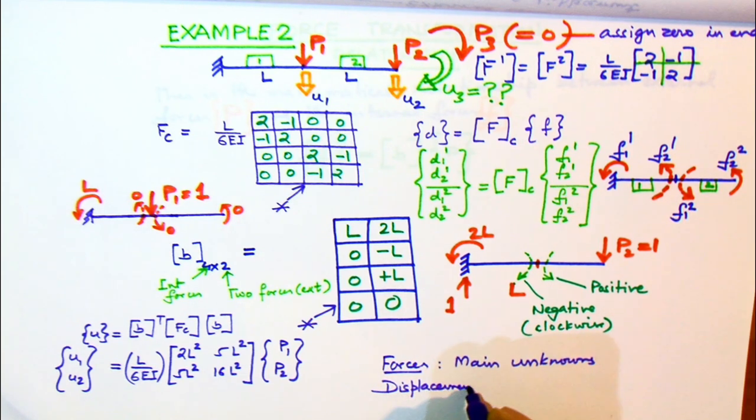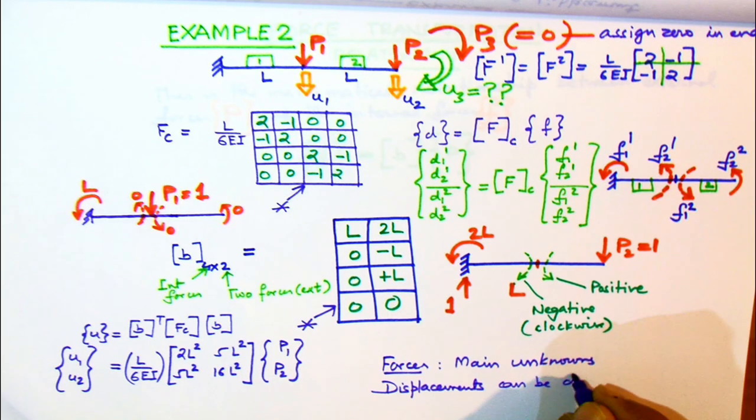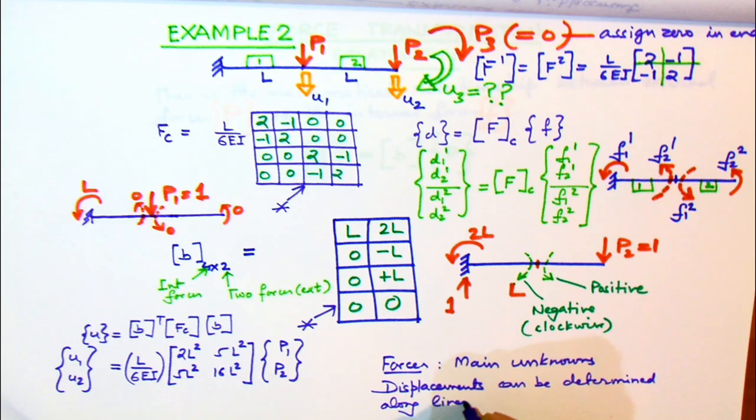The reason here is that the forces are the main unknowns. Unless we specify the forces, we will not be able to find the displacements at the desired locations and in the desired directions. So displacements can be either translations or rotations. Hope this concept is understood well.